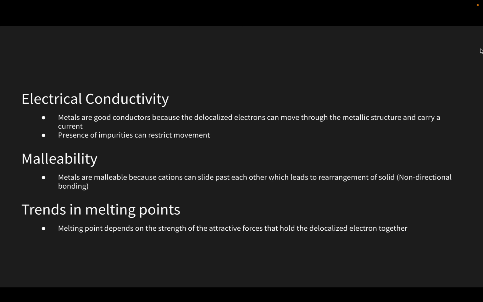So basically, this is all about metallic bonding and about Unit 4 in general.